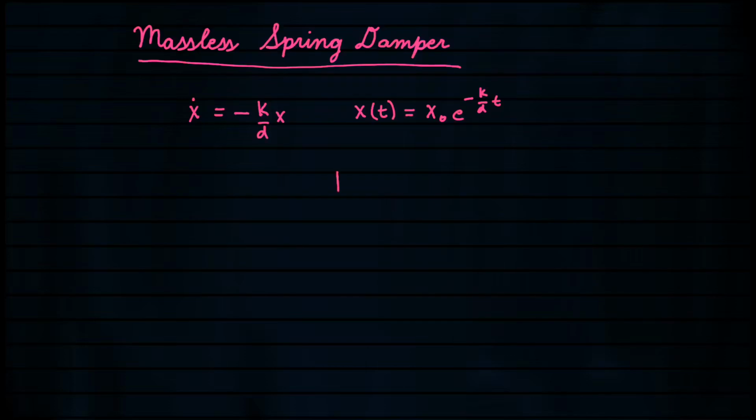So if we were to graph this out, we might start off at 1, and what will happen, as you can guess from the e function, and this is our x-axis, this is our t-axis, is that this equation will decay over time. So that is our massless spring damper, and this comes from the fact that we set m equal to 0 in order to solve our equation.